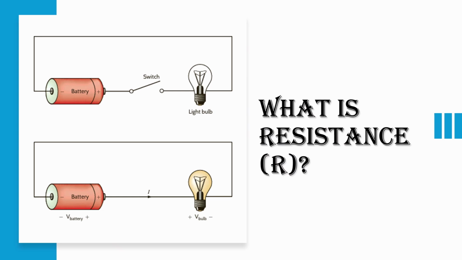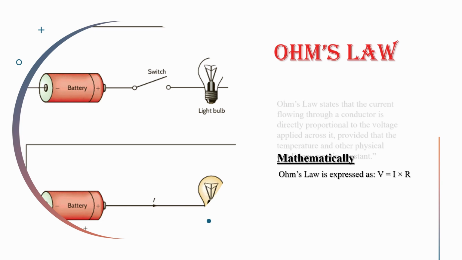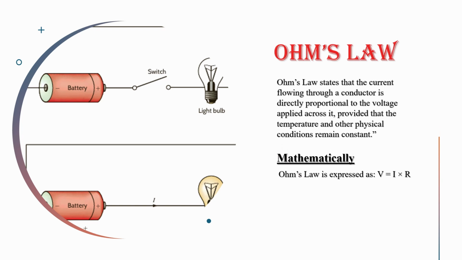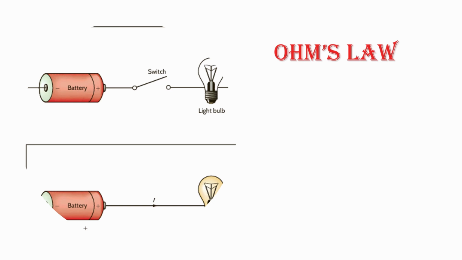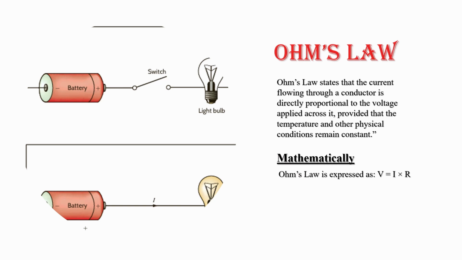Now, let's come to the actual definition of Ohm's law. This law states that the current flowing through a conductor is directly proportional to the voltage applied across it, provided that temperature and other physical conditions remain constant. Mathematically, it is written as V equals IR. This means that if resistance remains constant, doubling the voltage will also double the current.